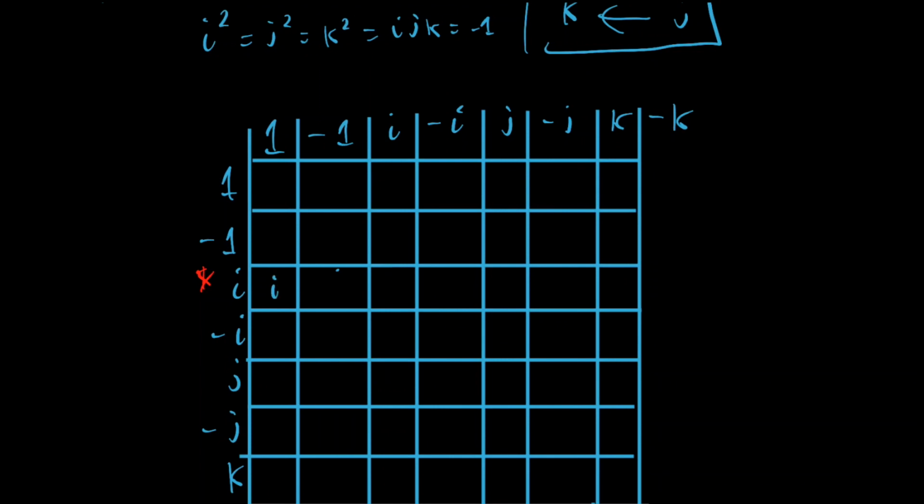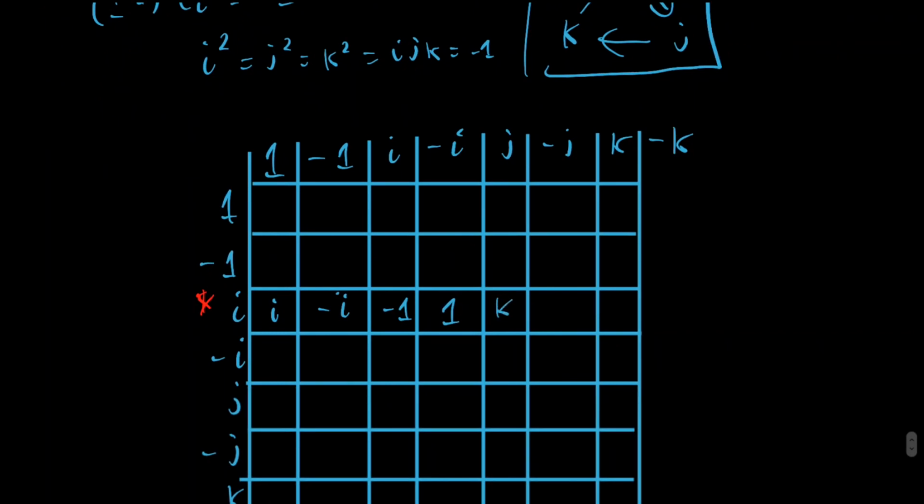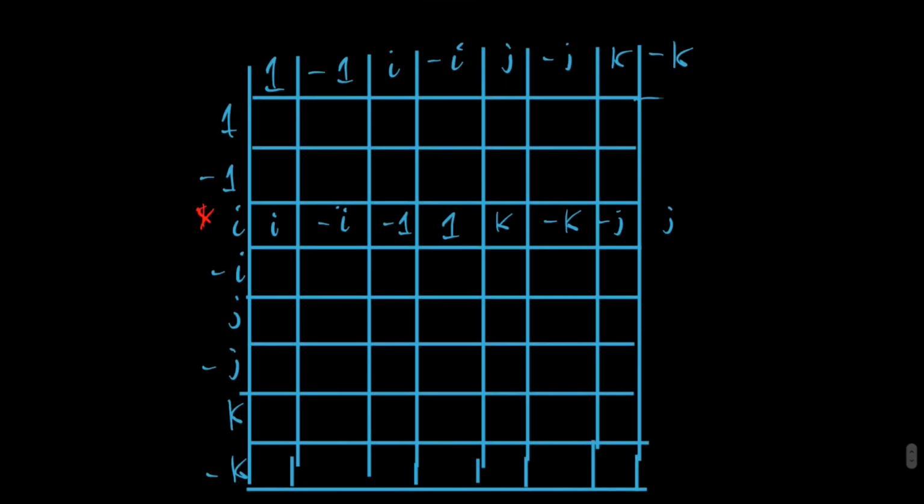I times 1 is i, i times minus 1 is minus i, i times i is minus 1, i times minus i is 1. i times j, we said above, it's k. And i times minus j is minus k. Then i times k, we can see it from the graph, i times k is minus j, and i times minus k is j. So actually I forgot to fill these rows here. Oh, never mind, I'll do it now.